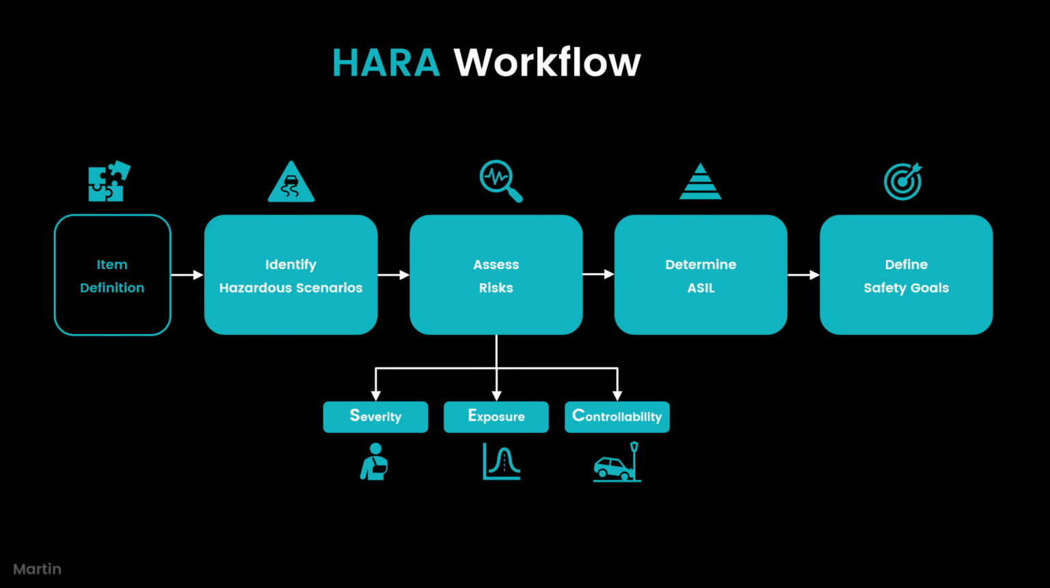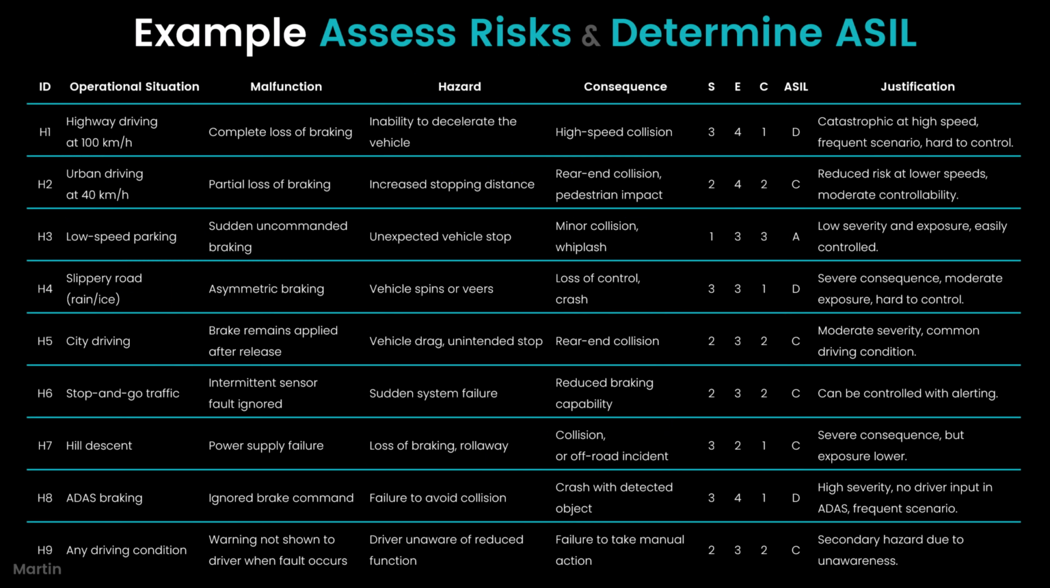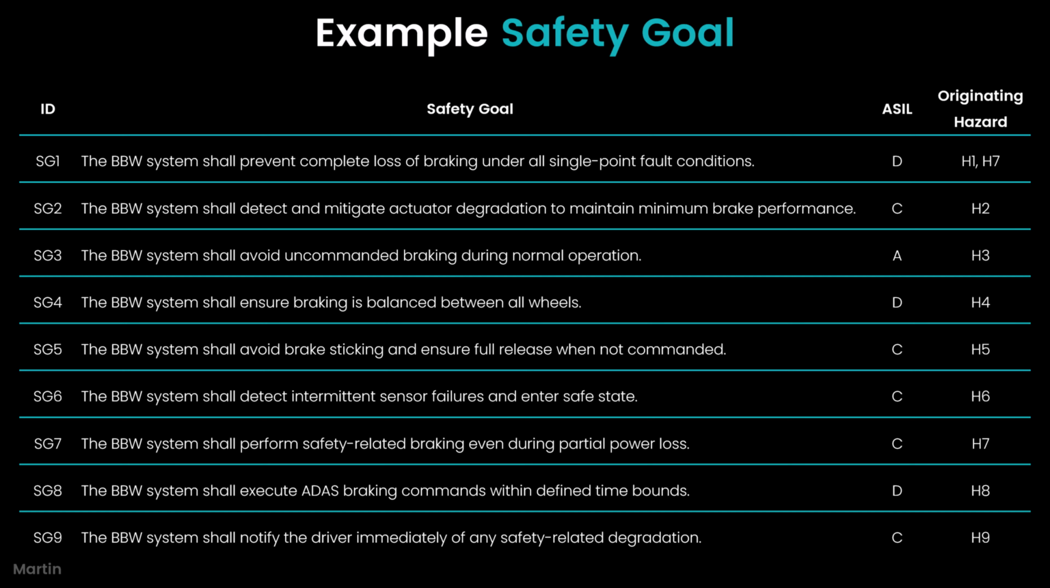Now we have completed our walkthrough of the HARA workflow. Here are examples of risk assessment and ASIL assignment for a brake-by-wire system. Feel free to pause here and read through them. Here are examples of safety goals derived from the previous case. Again, feel free to pause here and walk through them.